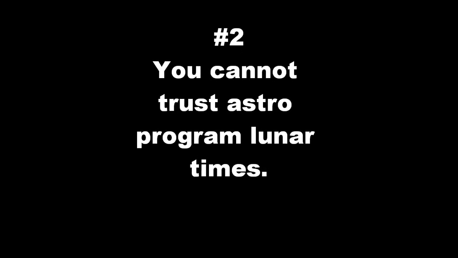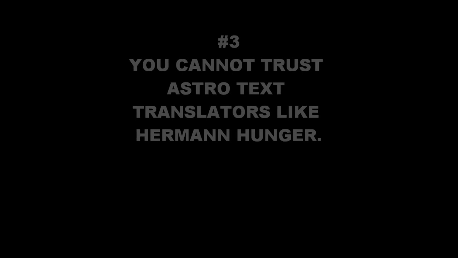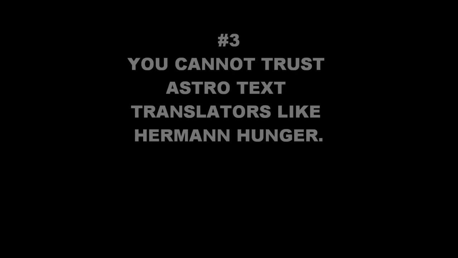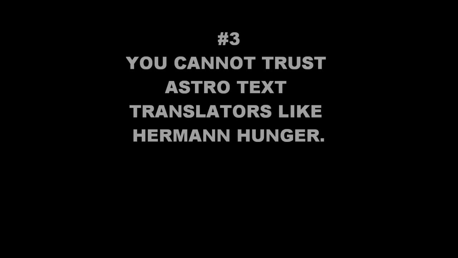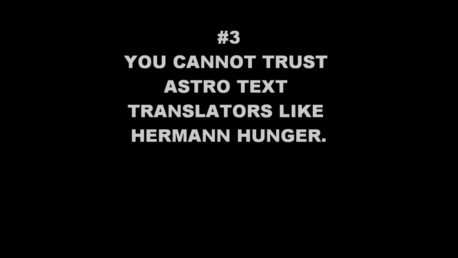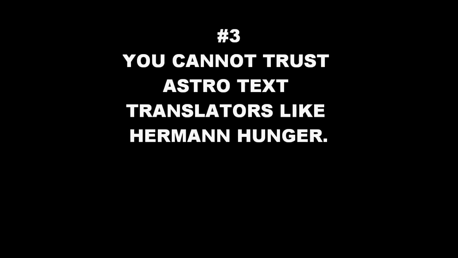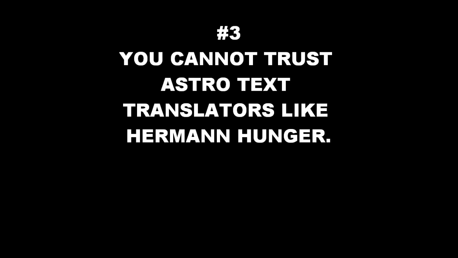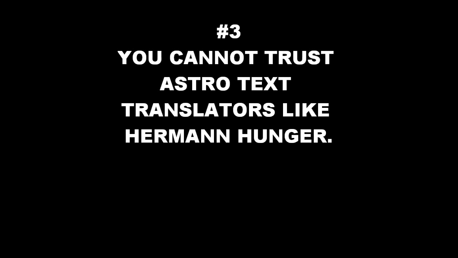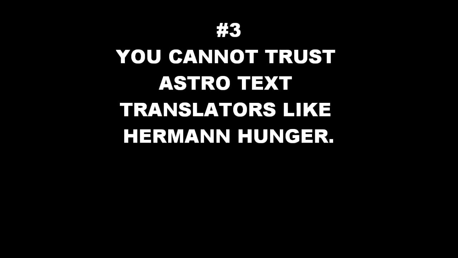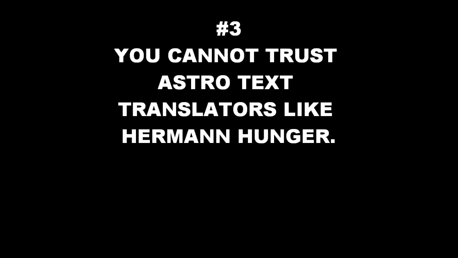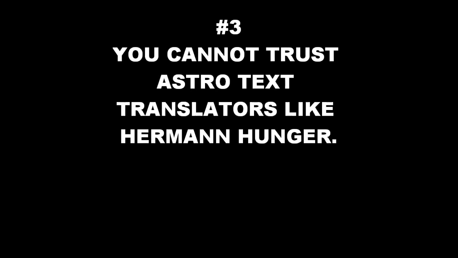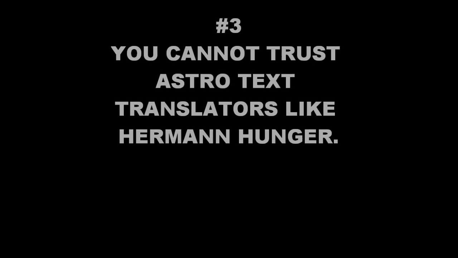Number 2, we cannot trust astro-program lunar times. And number 3, you cannot trust astrotext translators like Hermann Hunger. For one reason, as we noted, he mistook Saturn for Mercury, or Mercury for Saturn. He thought Dib meant omitted when he used the astro programs to decide that the eclipse wasn't seen. And that probably had to do with the fact that he didn't have at his disposal the modern astro programs. So that explains that.